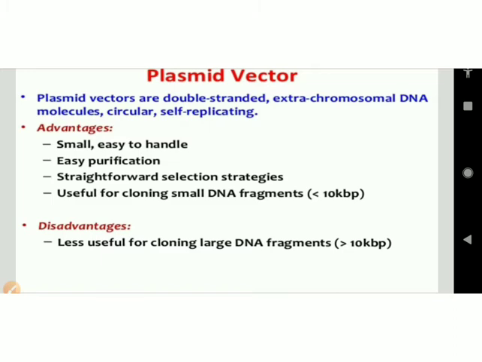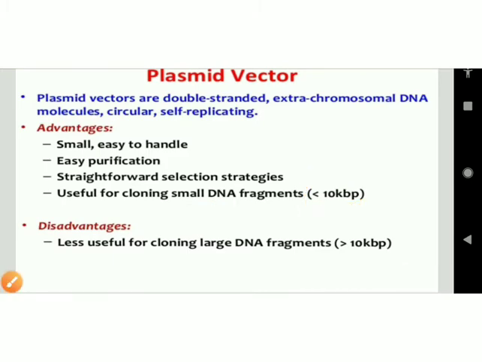Because the plasmid vector contains a selectable marker, the selection procedure is easily done. Next, it is useful for cloning small DNA fragments. Plasmid vectors are used only for small DNA fragments, less than 10 kilobases. DNA fragments less than 10 kilobases are used for cloning by the use of the plasmid. That is the advantage of the plasmid.